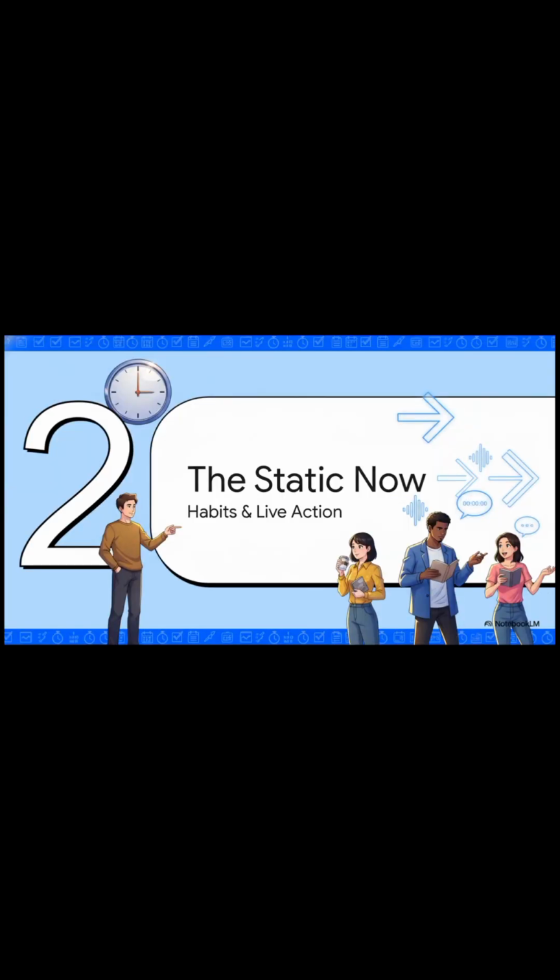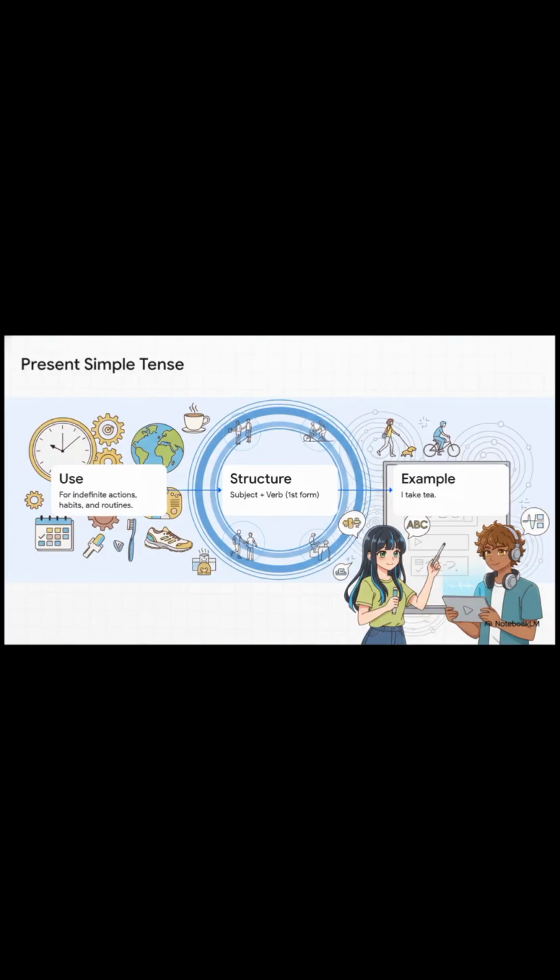We're going to start with the two most common forms, the ones I like to call the static now. These are your bread and butter tenses for talking about the present in a really direct way. First up is the present simple. This is your wide-angle lens. It doesn't get bogged down in a single fleeting moment. It captures a whole big picture.